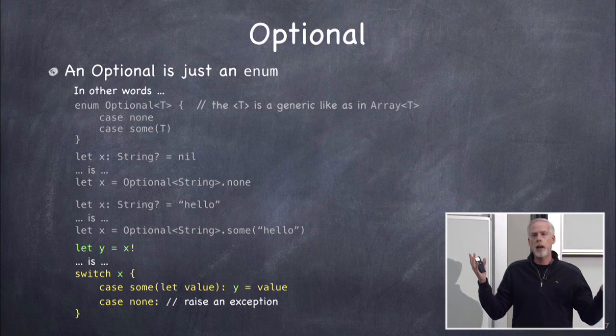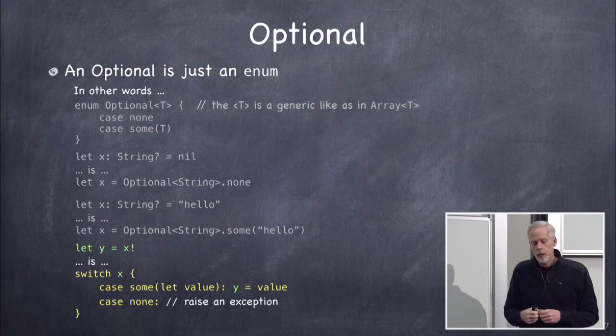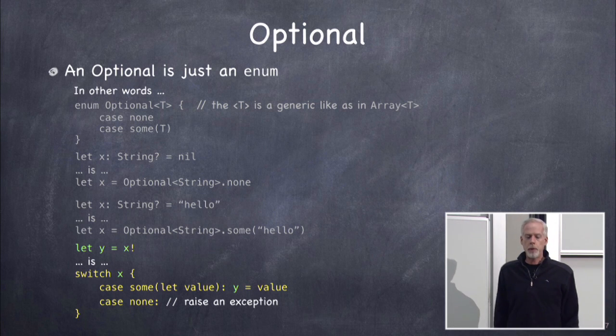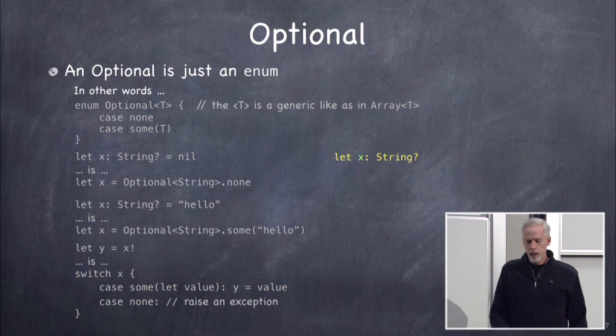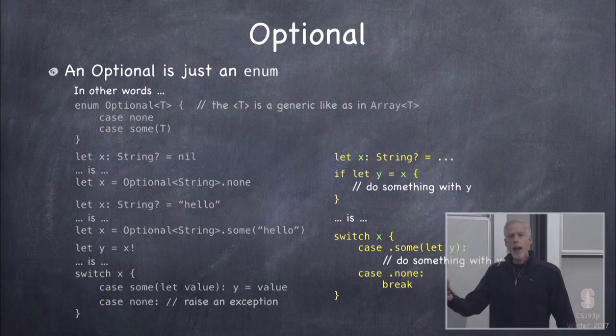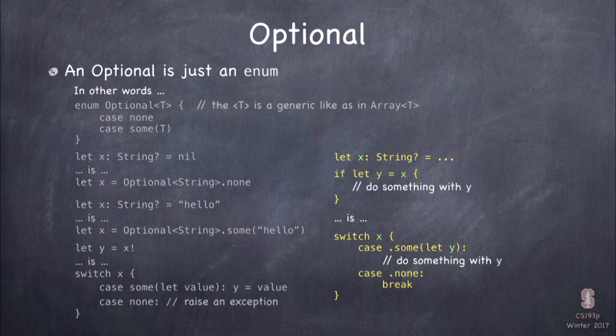Okay? We haven't talked about how to do that. It's quite easy. But that's what happens here. So that's all exclamation point is. It's basically a switch. All right? And then, finally, if we do the if-let, okay, if-let is also just a switch. But in the none case of an if-let, we don't raise an exception. We just break out of the switch, do nothing.